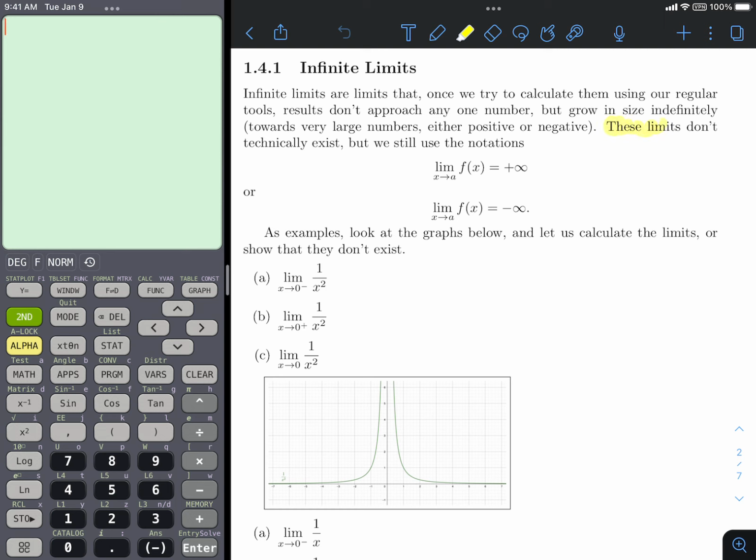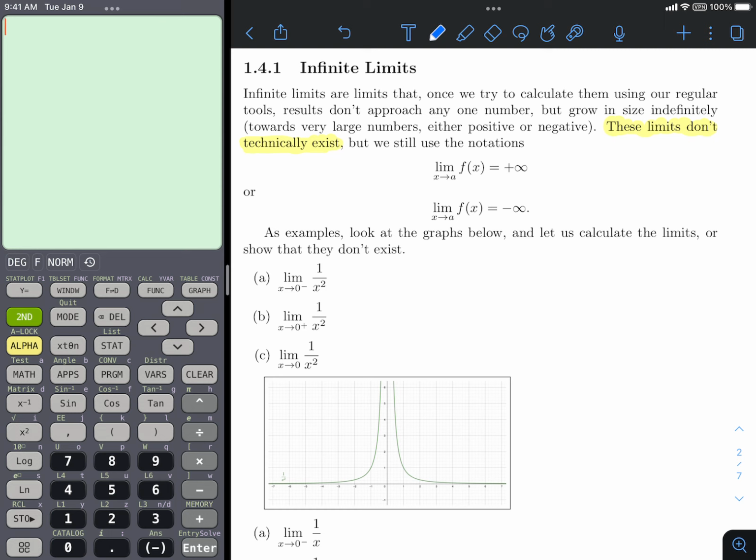Now, I want to highlight something. These limits don't technically exist because they don't approach any one number, but we do use this notation nevertheless. We say that the limit as x approaches a of f of x equals plus infinity, and the limit as x approaches a of f of x equals minus infinity, and we can replace that by either the limit from the left or the limit from the right if we need. Either of the two, it's the same, okay? So let's do some examples because I think that's easier to see and to understand.